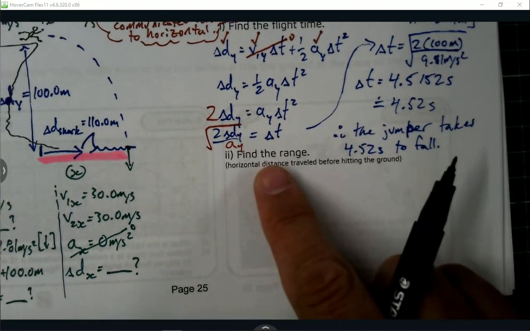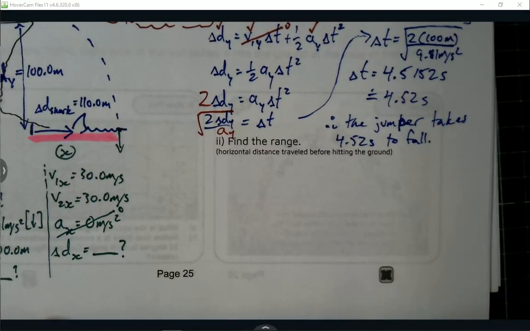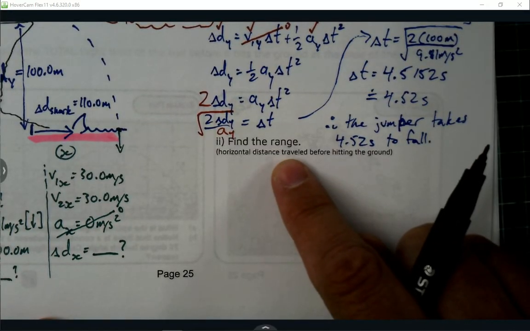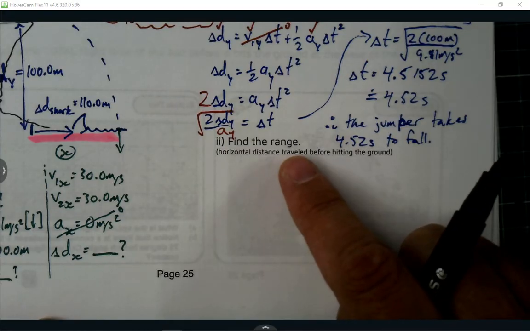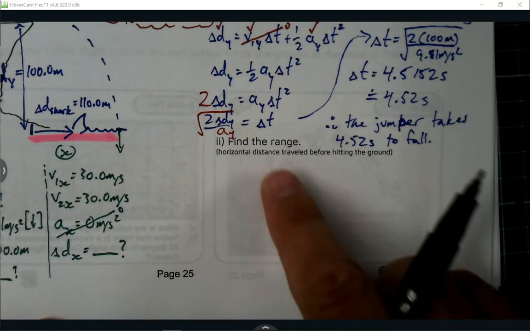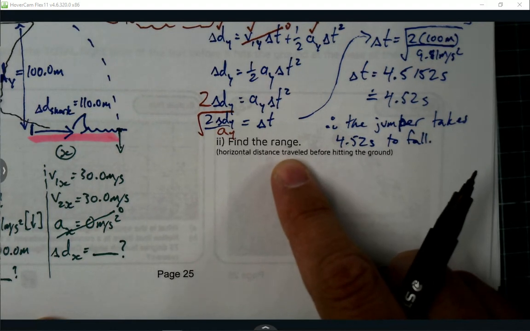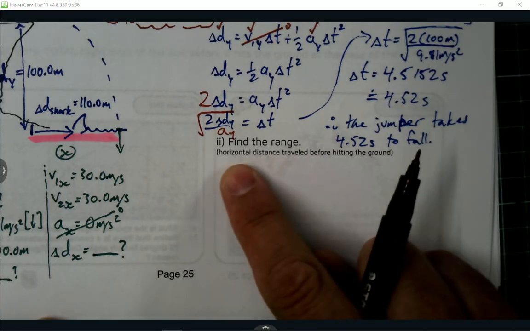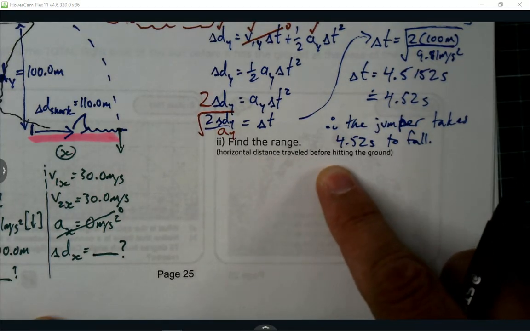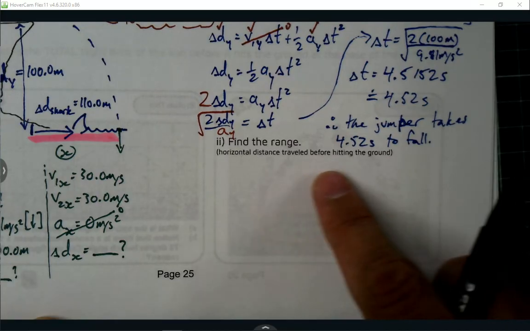All right, so find the range. This is actually another slang term. Range is something that shows up oftentimes with archery, with rifle ranges, for example. And what I want to draw attention to is that when people talk about range with projectiles, it's a common enough word that I'm going to continue to use it. Range with projectiles means the horizontal distance that something travels before it hits the ground. I put that in brackets down below.